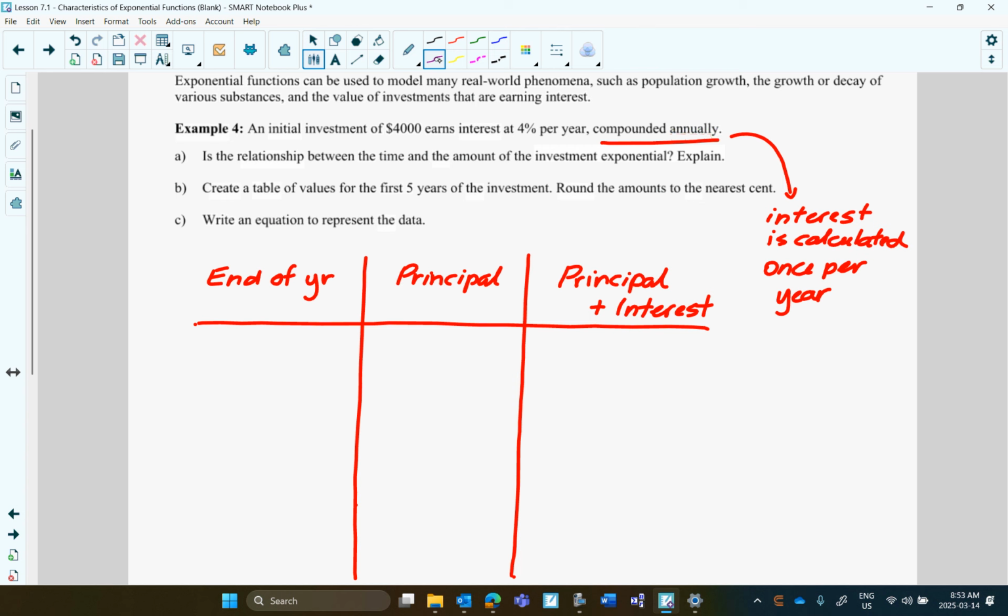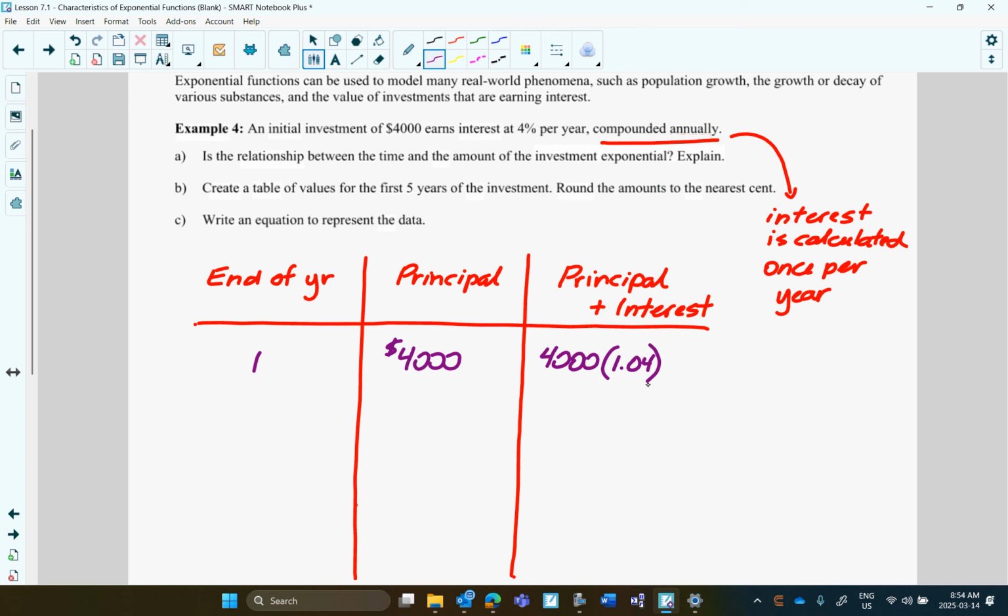So at the end of year 1, well, the principal is $4,000. How do you calculate your interest? You do 4% of 4,000 and add it to the 4,000. But there's actually an easier way. There's one operation you can do to calculate it. Instead of going times 0.04 plus 4,000, what could I do instead? No, 1 point. Right. That's okay.